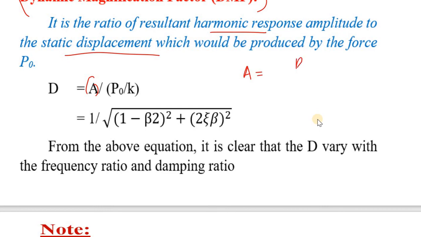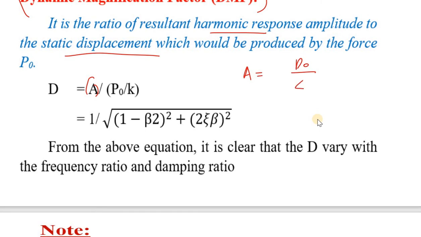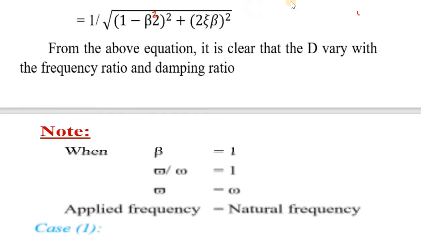It is equal to P0 by K into the root of 1 minus beta square, the whole square, plus 2 theta beta. This is not 2, it is beta square only, okay, this is beta square. So this is the dynamic magnification factor.